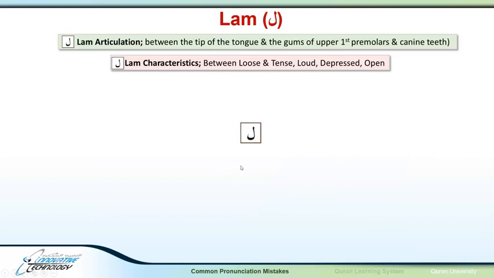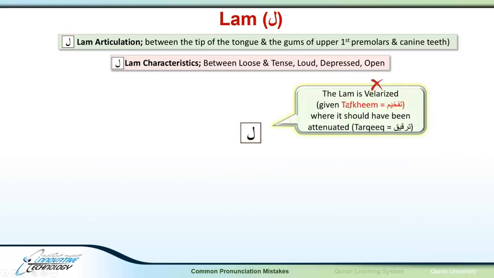First mistake of the lam is velarizing it, giving it tafkhim where it should have been attenuated, giving tarqiq. Example is al-latif, giving tafkhim for the lam, velarizing it. While in this case it should have been attenuated, like this. Al-latif. So not al-latif with a heavy lam, but al-latif. So you need to adhere to the conditions of tafkhim and tarqiq.